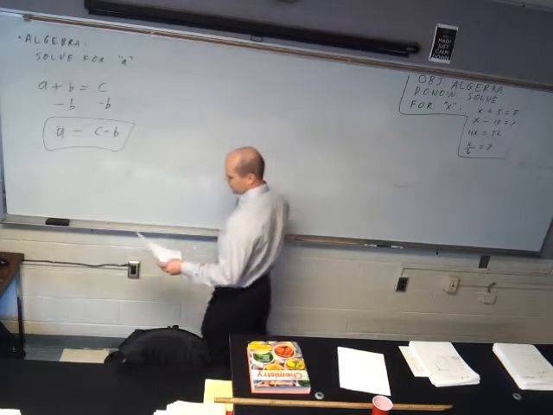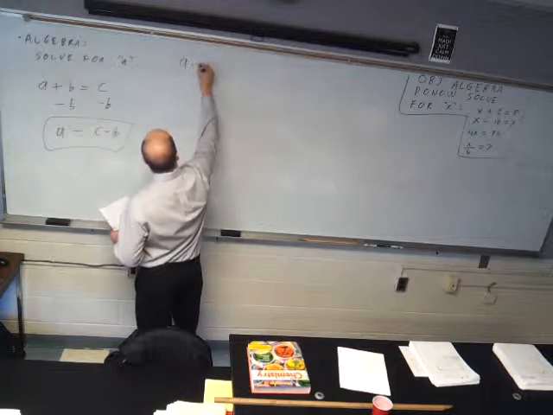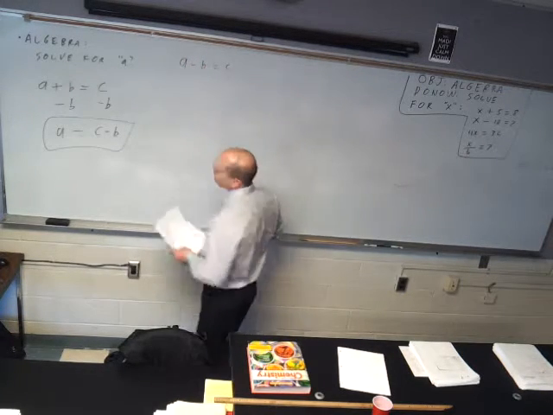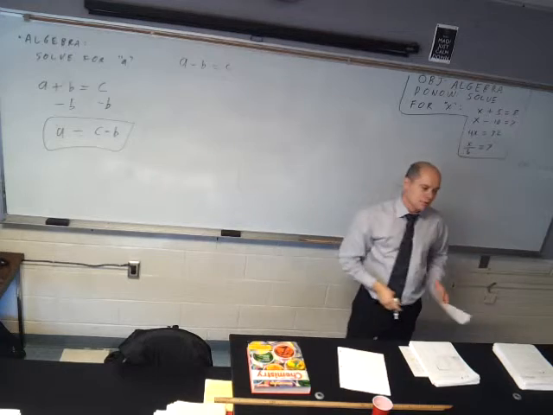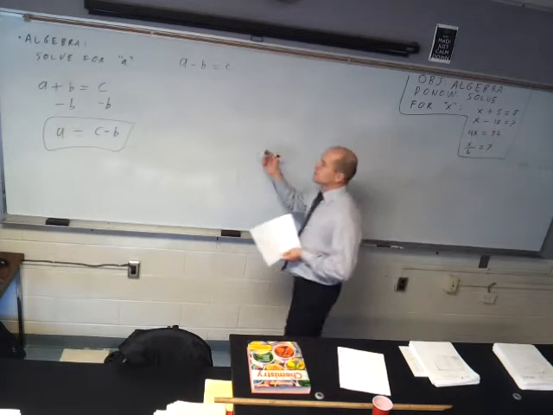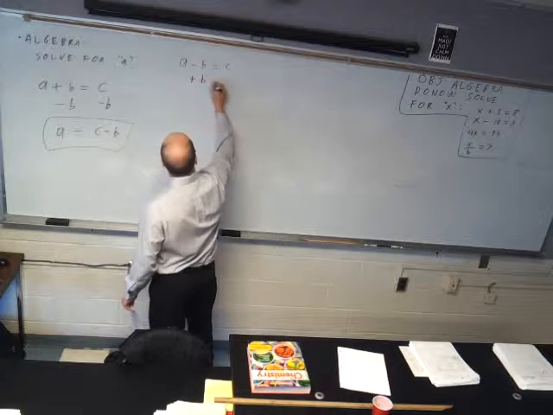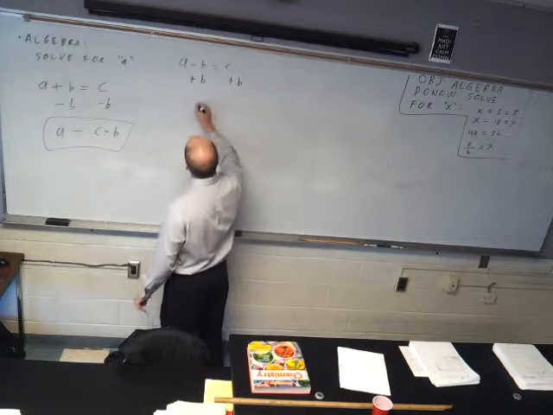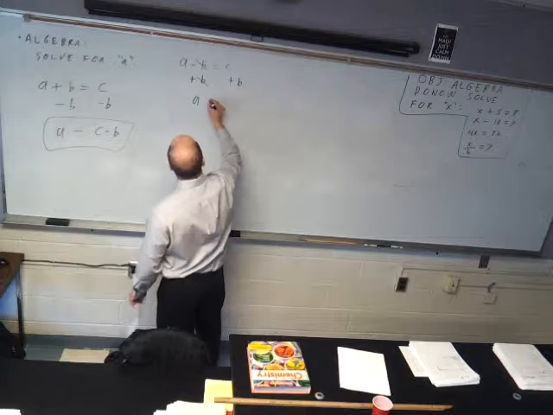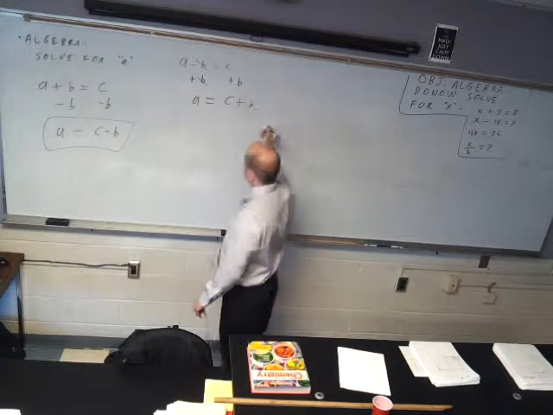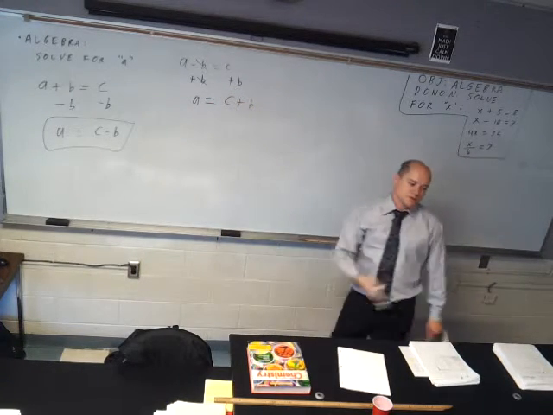All right, what about A minus B equals C? What do we got to do here? Yeah, here we're going to have to add B because you got minus B, so we have to put a plus B to get rid of it. So we're going to add B to both sides. Plus B, plus B. So you're going to get A equals C plus B. When you're adding, it doesn't matter, so you can say C plus B or B plus C.